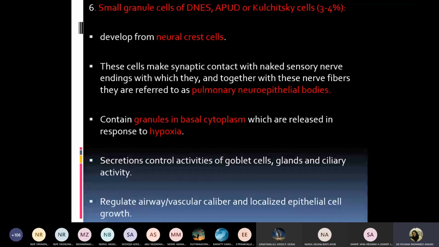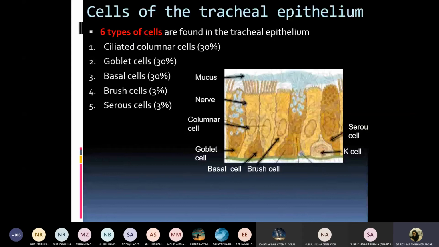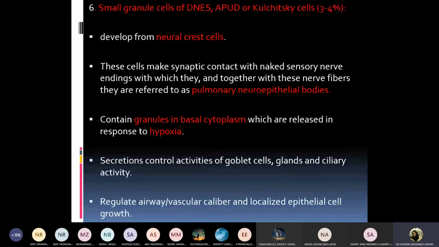So the tracheal epithelium is pseudostratified: you have ciliated cells 30%, goblet cells 30%, basal cells 30%, brush cells 3%, serous cells 3%, and 3 to 4% of these small granule cells. The tumor of these small granule cells is otherwise called small cell carcinoma of the lung or oat cell carcinoma of the lung. Very difficult to treat. These types of cells are also found in the GIT.